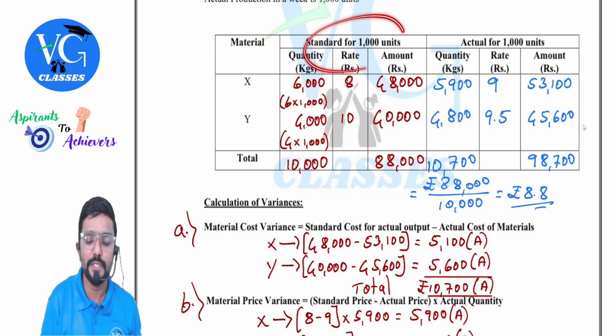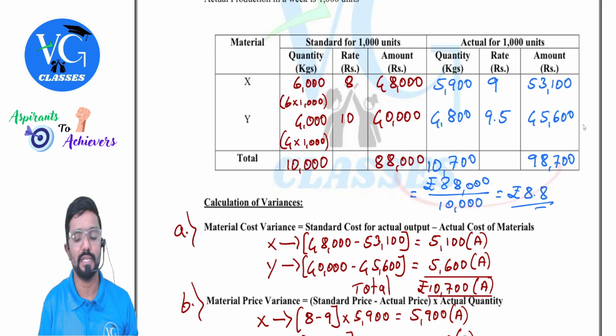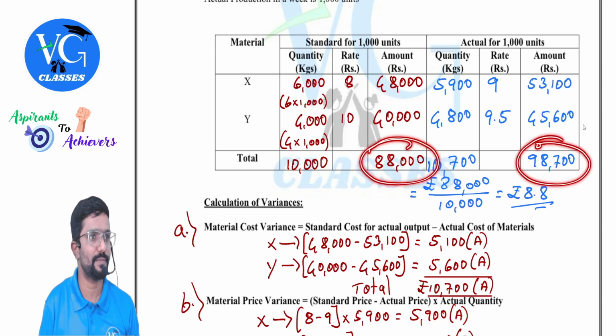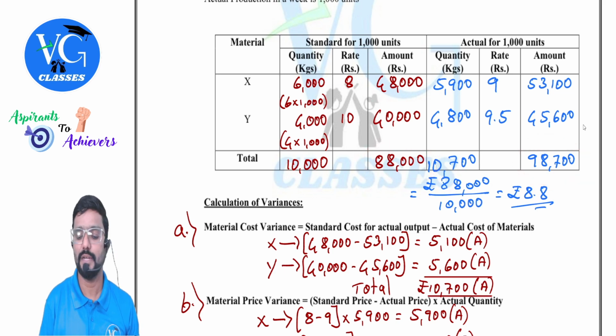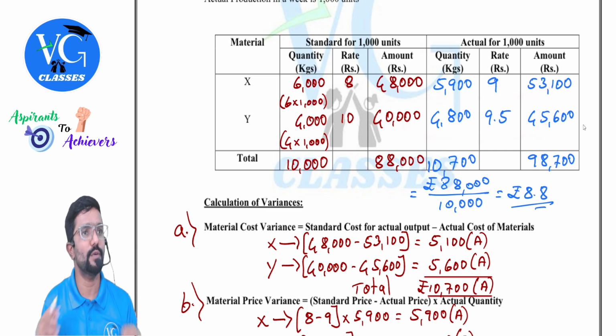Clear? Now, sir, what is the material cost variance? We are finding out the difference between standard cost and actual cost. You can find it out in two ways. Sometimes even ICAI suggested answers will give only the total calculation. That is standard material cost minus actual material cost. Here you will get adverse because actual is more. Clear? Yes. Or else you can do individually also. That is this minus this minus this, then add up.